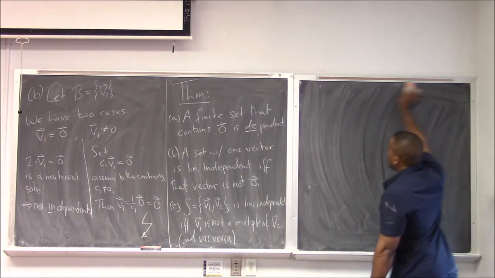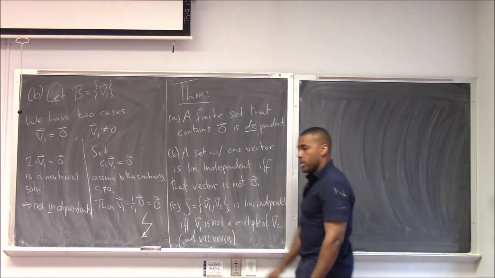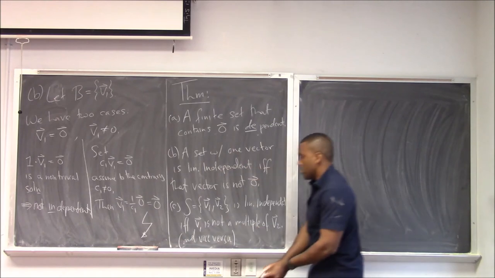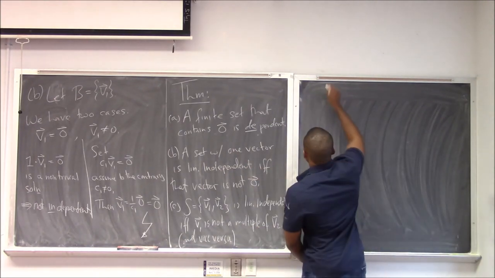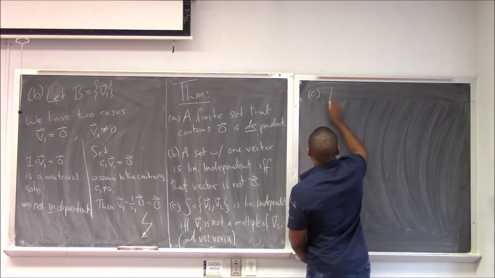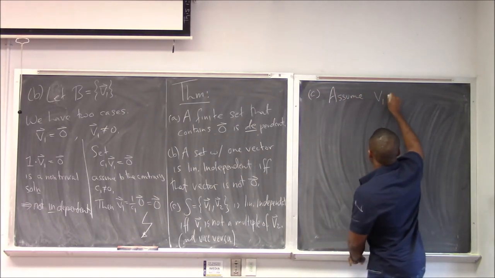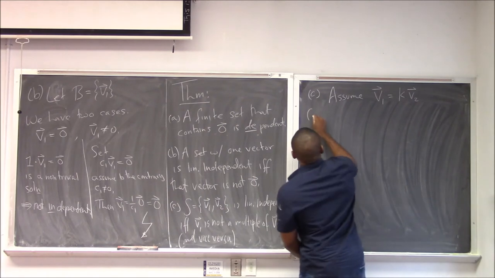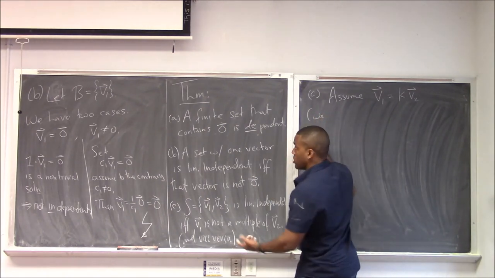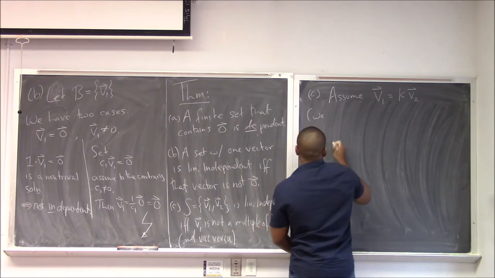Part C: if I only have two vectors, then as long as one is not a multiple of the other, they are linearly independent. So, C. Assume V1 is a multiple of V2. By the way, we know it has to be a non-zero multiple because of parts A and B.